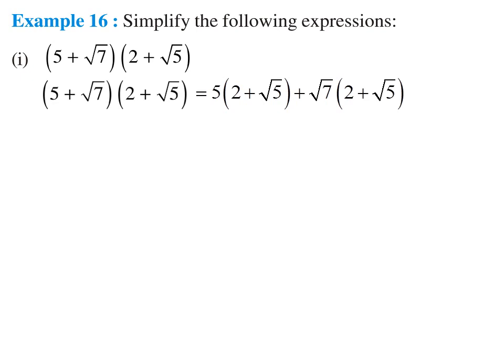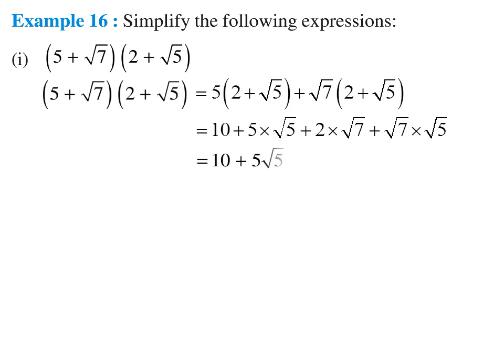Now multiplying with brackets, I will get 10 plus 5 root 5 plus 2 root 7 plus root 7 into root 5. Now what will be root a into root b? It is root ab. And root 5 into root 5 will become 5. So my simplified answer will become 10 plus 5 root 5 plus 2 root 7 plus root 35. Root 35, how will it come? 7 fives are 35. So we have to write the whole number in a square root function.